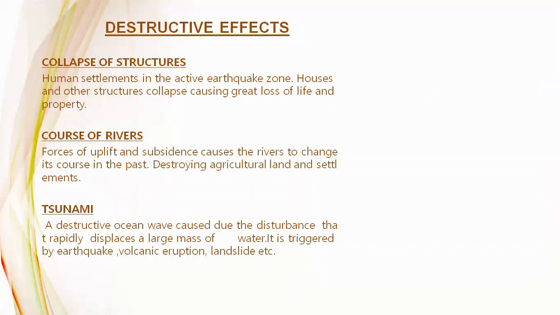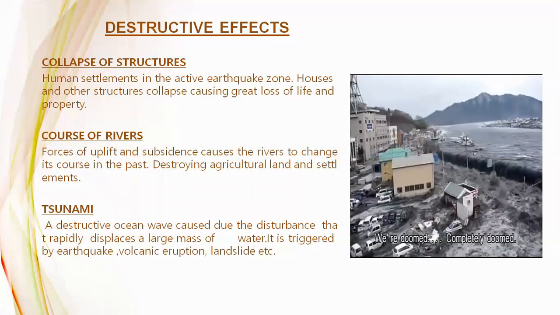Thirdly, tsunami. You've already heard that word many a time, I believe. The destructive ocean wave caused by a disturbance that rapidly displaces a large amount of water is known as a tsunami. A tsunami is triggered by an earthquake, a volcanic eruption or a landslide. Here is a picture depicting the effect of the tsunami. Here you can see a huge amount of water flowing into the city and destroying whatever is in its path. So this is the destructive effect caused by the earthquake.